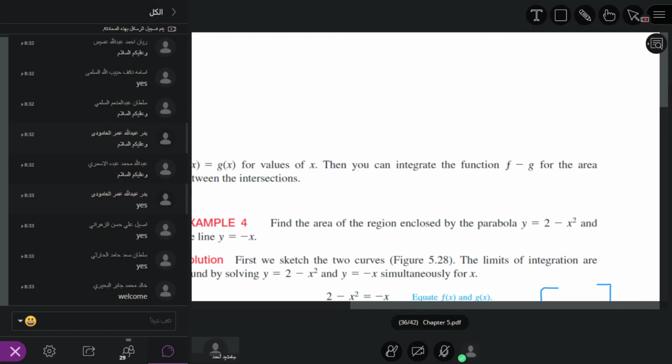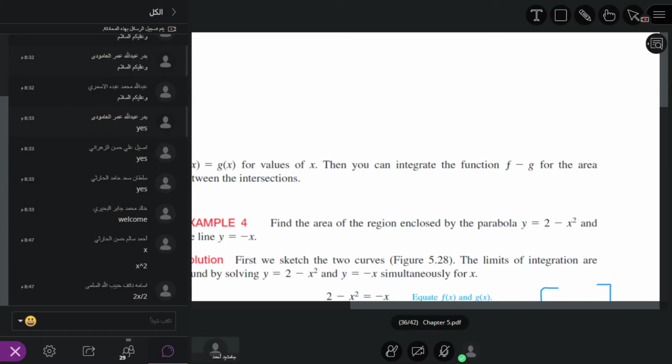Now what is the antiderivative of 2? It is equal to 2x, not x, it is 2x. What is the antiderivative of x? X square divided by 2. Yes, x square, not 2x, it is x square divided by 2. And what is the antiderivative of x power 3?